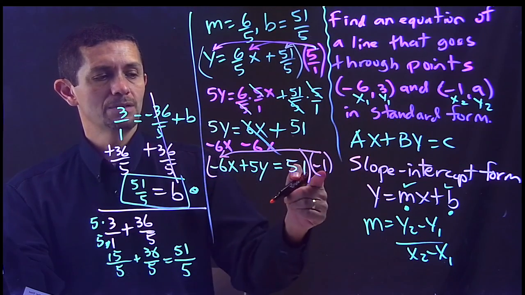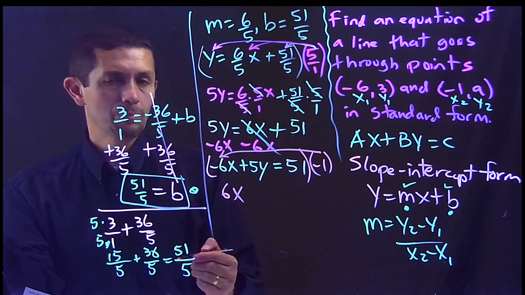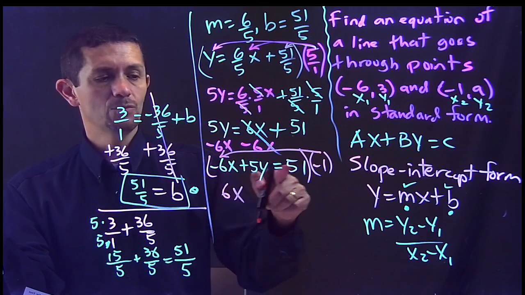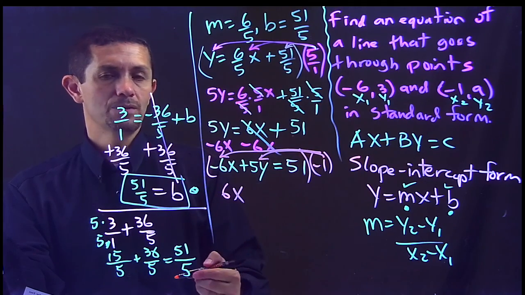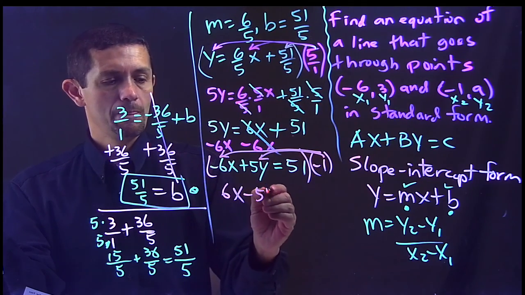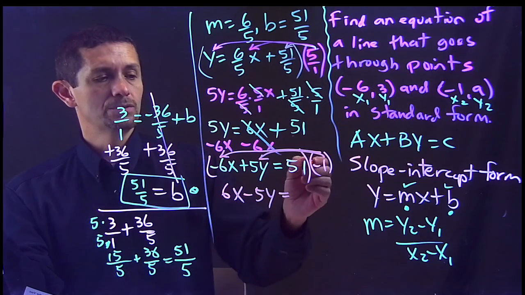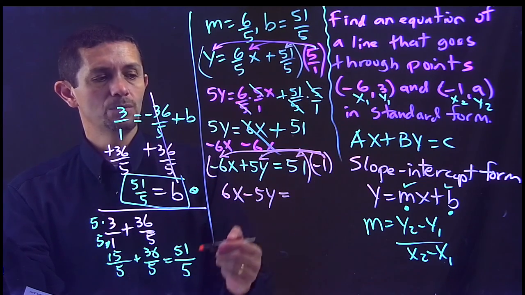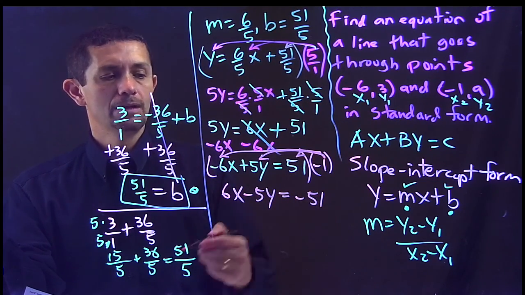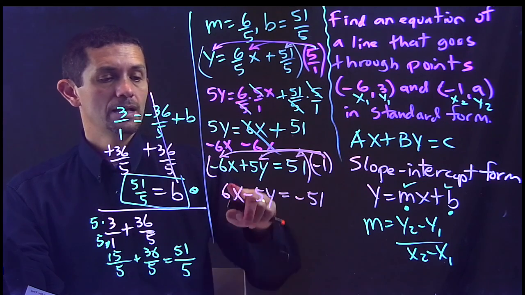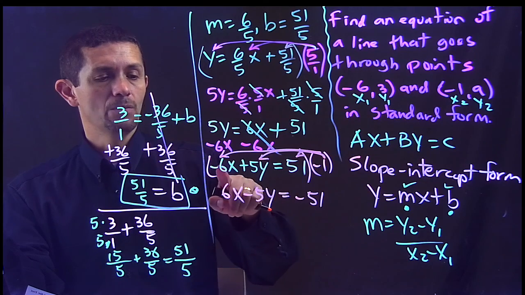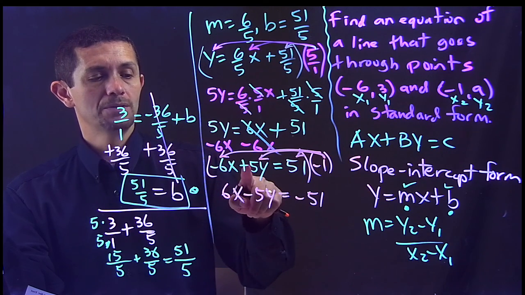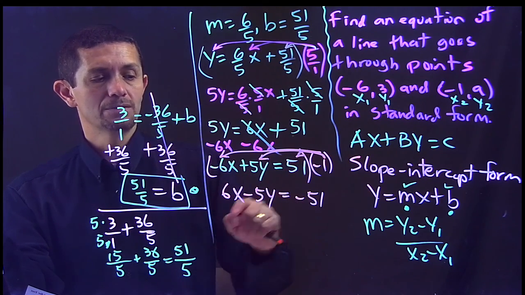Negative 6x times negative 1, positive 6x. Again, I have to multiply every single term in that equation. Negative 1 times 5y, negative 5y, equals negative 1 times positive 51, negative 51. So if you notice, the negative 1 will change every single sign. Negative turns positive, positive turns negative, positive turns negative.